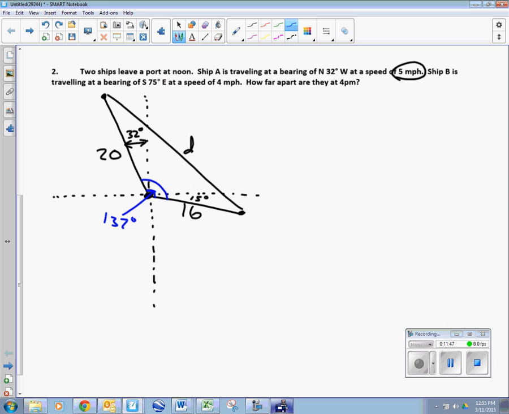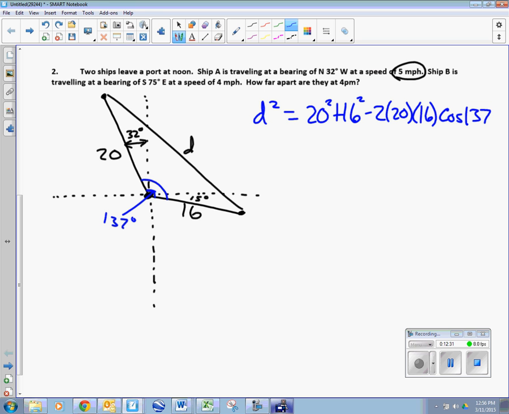I want to find D. What do I use? Law of cosines. Because, look, you're given a side, an angle, and a side. Side, angle, side says we use the law of cosines. Because we would use the law of sines if we had an angle and its opposite side. We don't have an angle and its opposite side. We got two sides and the included angle. So D squared, if we want to find that, we would take 20 squared plus 16 squared minus 2 times 20 times 16 times the cosine of 137.